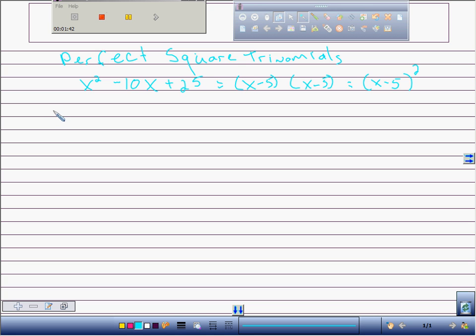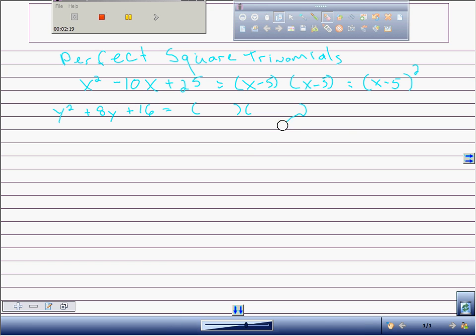Here's another one. Let's do y squared plus 8y plus 16. Who can tell me what that factors to? Y plus 4. Right. Someone else. What two numbers? 9 and 1? No. 9 and 2? No. Nope.